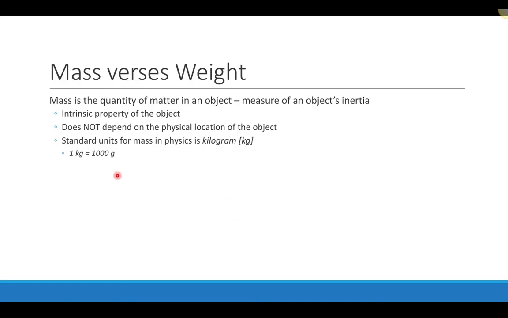The units that we use for mass in physics are kilograms, but oftentimes in a lab setting we have to measure things in grams because a kilogram is a pretty large amount. So 1 kilogram is equal to 1,000 grams, but the standard units that we always use for mass are kilograms.